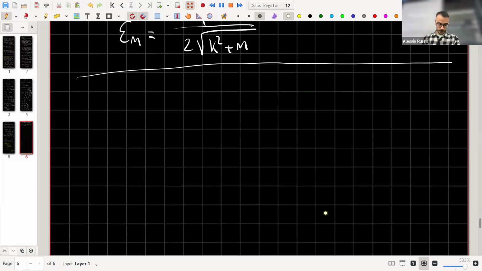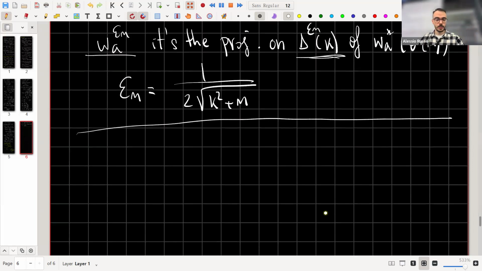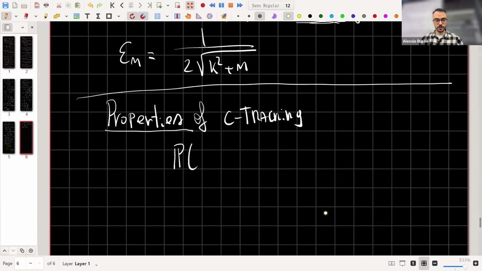So what we are going to do now is try to derive some properties of this sampling rule and use these properties. We want to derive some properties that will allow us to derive this result.